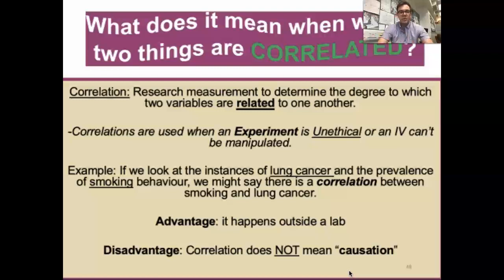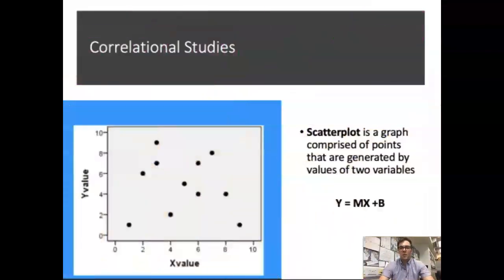An advantage to correlations is generally that it happens outside of a lab, so maybe it's more authentic in a sense. Negatives, however, would be that it doesn't prove causation, because we're only looking at a relationship. So correlations never prove causation. We do not manipulate or change variables. Therefore, we cannot say that this is the cause of something, and we gather data descriptively to make connections and see possible relationships. Scatter plots are generally used to display the relationship of that data within the correlation.